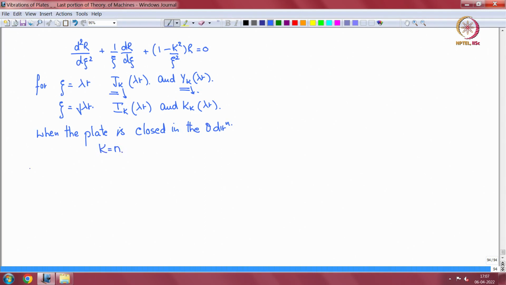And therefore the total solution of R is a linear sum of all these solutions, which is C J_n(λr) plus D I_n(λr) plus E Y_n(λr) and F K_n(λr).